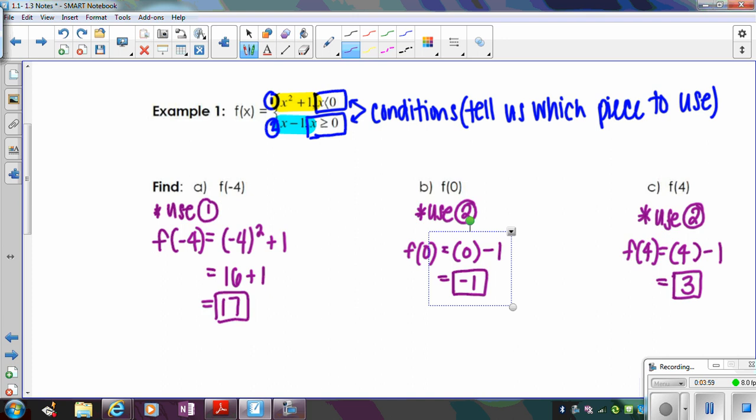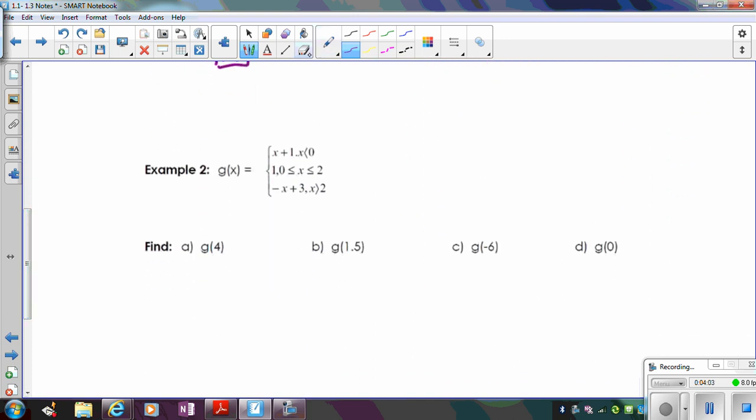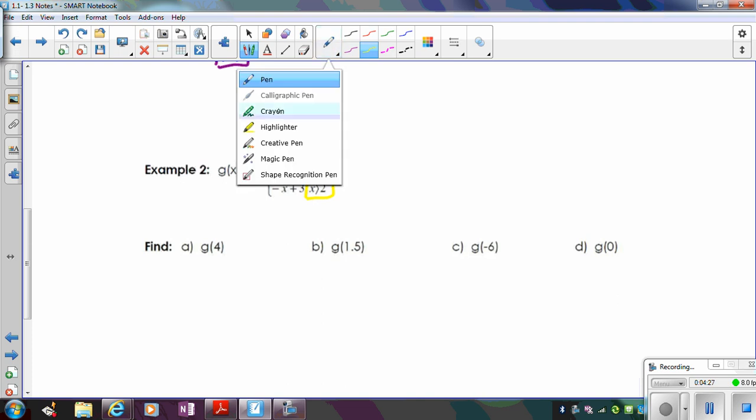So that's it. If you look at the next one, we have 3 parts now. So it's going to be the exact same thing. Here are our conditions right here. We have x is less than 0. 0 and 2 are what x is bounded by. So x has to be greater than or equal to 0 and less than or equal to 2. And this last one, x is greater than 2.